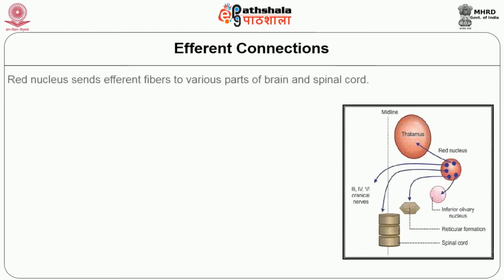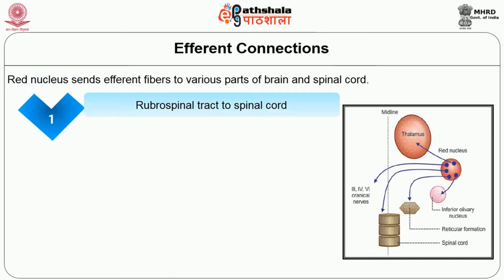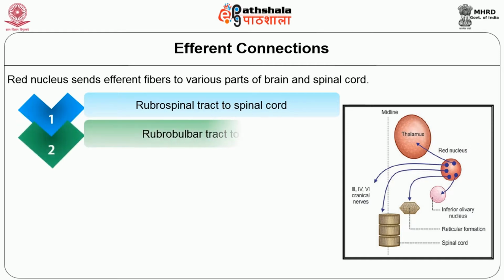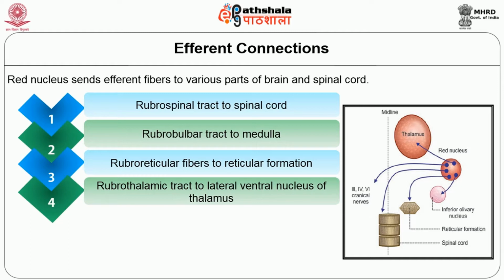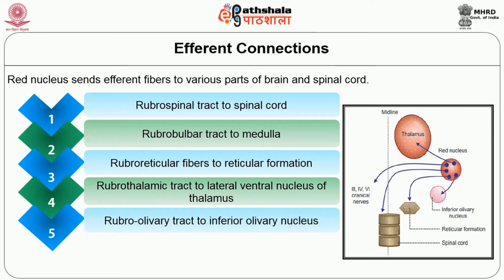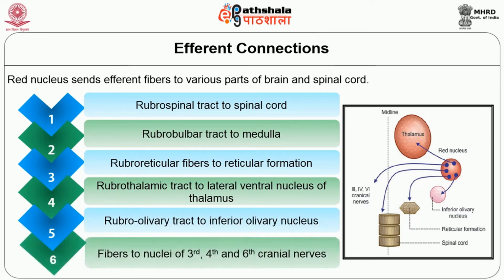Coming to efferent connections, the red nucleus sends efferent fibers to various parts of the brain and spinal cord. They are the rubrospinal tract to the spinal cord, rubrobulbar tract to the medulla, rubroreticular fibers to the reticular formation, rubrothalamic tract to the lateral ventral nucleus of the thalamus, rubro-olivary tract to the inferior olivary nucleus, and fibers to the nuclei of the 3rd, 4th and 6th cranial nerves.